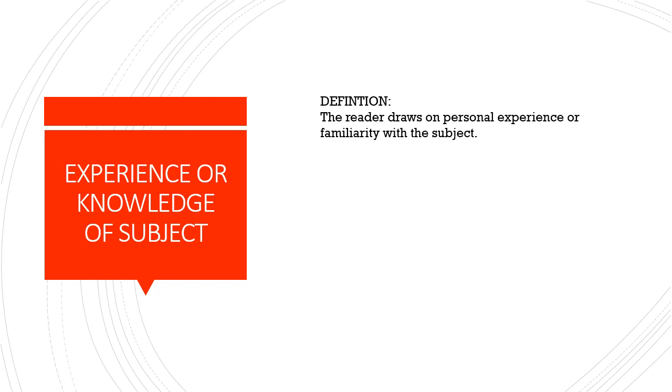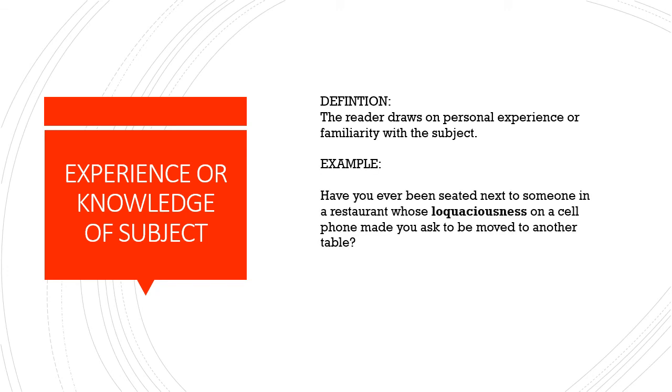The last type of context clue is simply using your own experience or knowledge of the subject. So this is where your prior knowledge comes in, and if you know about this particular topic that you're reading, you might be able to draw on that personal experience or familiarity with the subject to help you define a word. So let's look at this example. It states, have you ever been seated next to someone in a restaurant whose loquaciousness on a cell phone made you ask to be moved to another table?